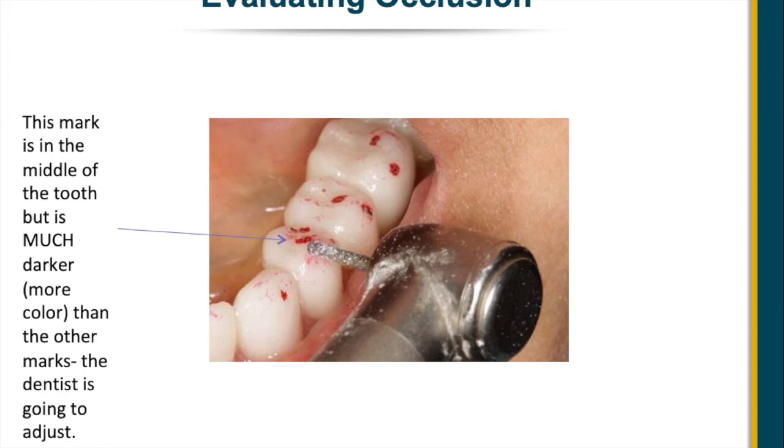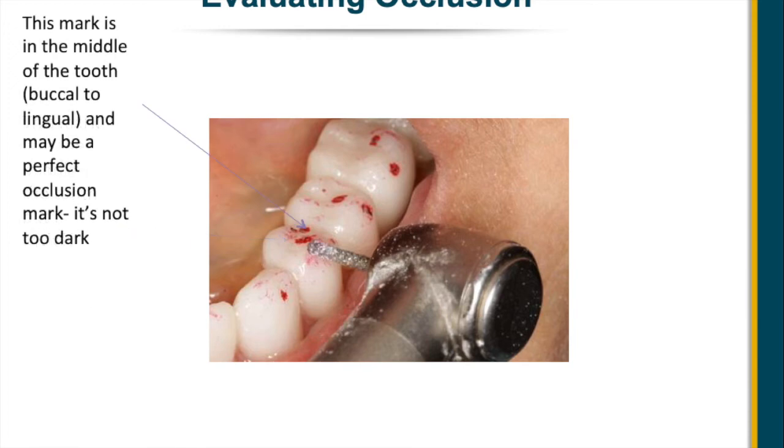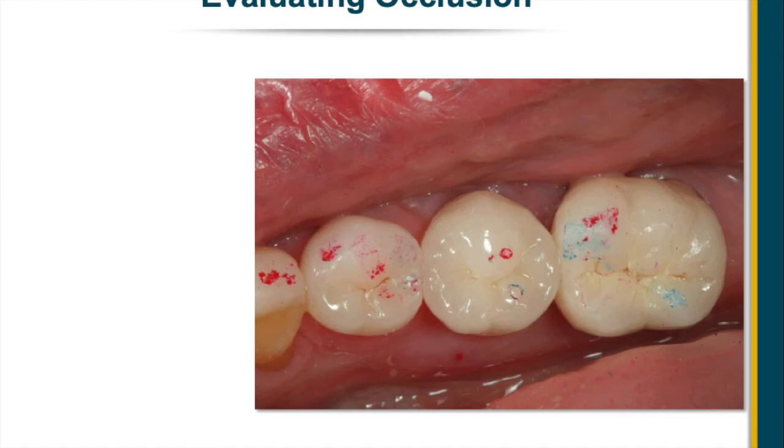So this mark is in the middle of the tooth, but is much darker, meaning there's more color to it than the other marks. So the dentist is probably going to adjust this. And again, here we want it to be dark, but not too dark. So here's another example of what you might see. I would like you to think about this for a second and tell me what you see. Think in your mind what you see, and I'll give you just a moment to look at that.